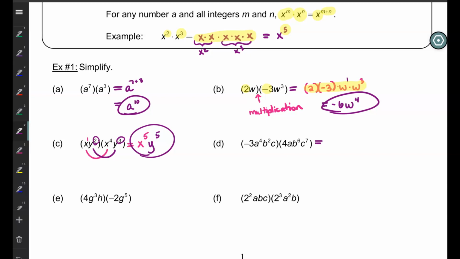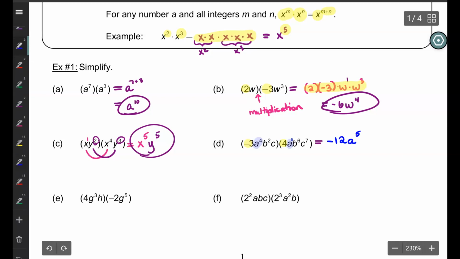Okay, so again, I'm going to combine the coefficients. So -3 times 4 gives us -12. Next, I want to combine the a to the fourth with the a to the first. So that's a to the fifth. I want to combine the b squared with the b to the sixth. So add the exponents, 2 plus 6, that gives us 8. And lastly, I have c and c to the seventh. So remember, there's always a 1 there. So c to the first and c to the seventh will be c to the 8th power.